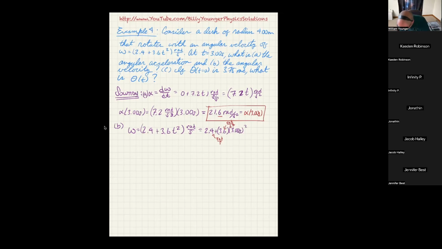So yeah, that works. So I'm going to take 3.6 times 3 times 3, and then add to that 2.4. That's going to give me 34.8 radians per second, which is the final angular speed at the end of 3 seconds. So that's omega of 3.00 seconds. Anybody have any questions on that one?